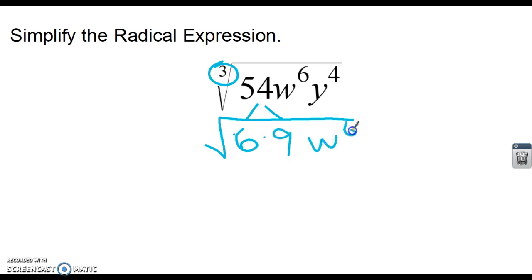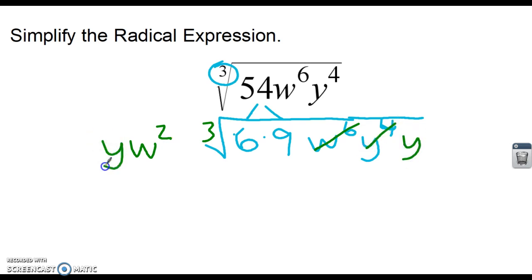Now I'm not going to write out all the w's and all the y's because that would take way too long. Instead, I'm going to think to myself, how many groups of 3 can go into 6? Again, how many groups of 3 can go into 6? 2 groups, so it'd be w squared. How many groups of 3 can go into 4? 1 group with 1 left over. So I have a y on the outside, and 3 of the y's went away, but 1 is still left.